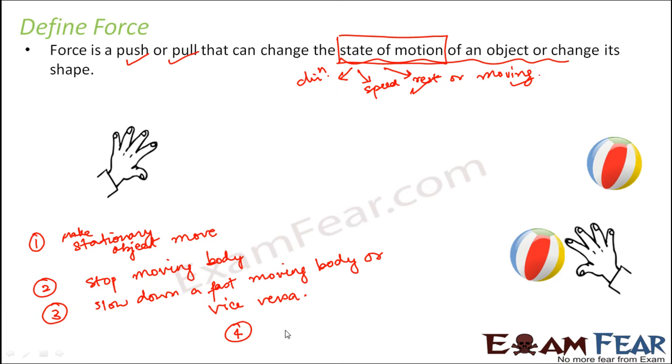It can also change the direction of motion. So maybe the ball was moving in a particular direction, towards the right. Now you apply a force in such a way that the ball starts moving in this direction. So in that way, force can also change the direction of motion. So these are so many things which a force is able to do, and that is why we say that force can change the state of motion of an object.